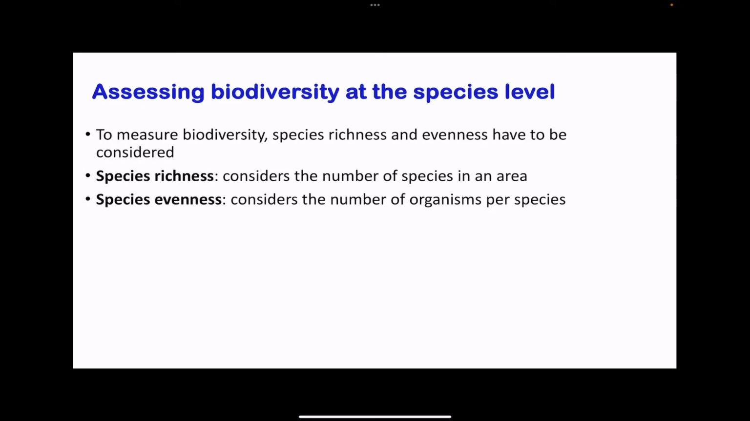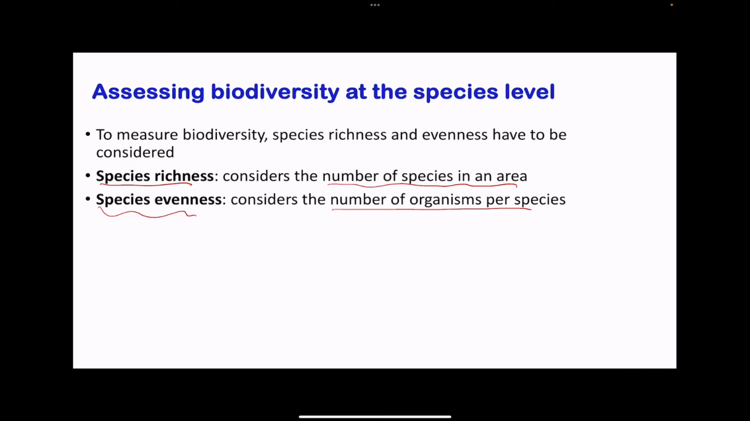Let's go to how biodiversity can be assessed at the species level. It's going to be measured using species richness, meaning the number of the different species within an area, as well as species evenness, meaning the number of organisms per species within a specific area. So if there are more organisms within a specific species, then we can say there is more evenness.